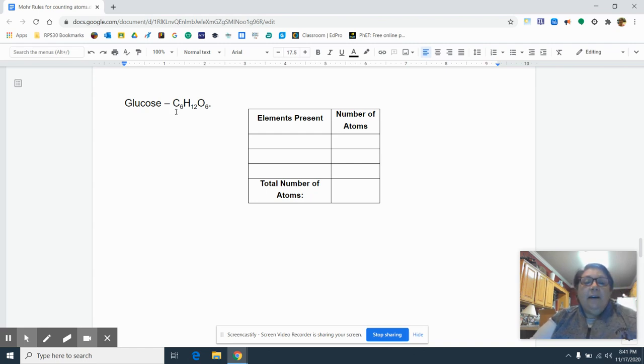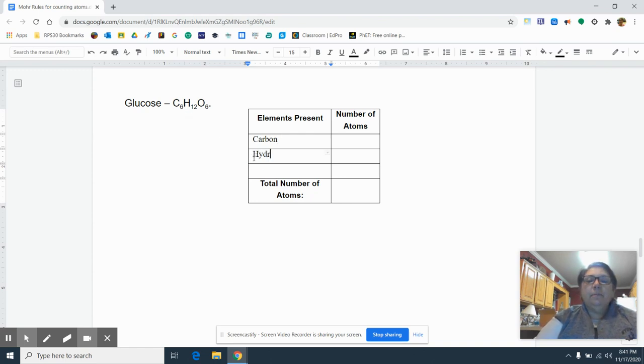Okay, so we have to see what elements are in this formula. Well, I have 3 capital letters. So that means that I have got carbon. I've got an H. That means hydrogen. And I've got a capital O. So I've got oxygen. C6H12O6. You're going to want to remember that when we get into ecosystems. So now we want to know how many atoms do we have for each one.